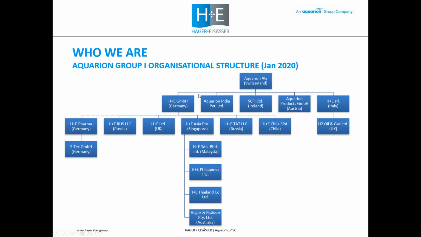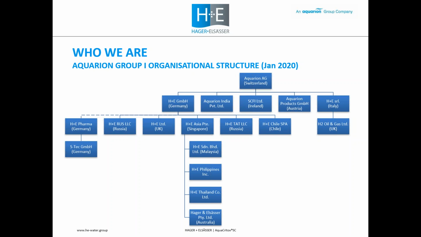Next, please. H&E is an essential part of Aquarium Group from Switzerland, to which we belong with various entities around the globe and each with different orientations. Thus, H&E GmbH is not only the largest single company within the group, but also very broadly positioned for almost all tasks related to industrial water treatment.